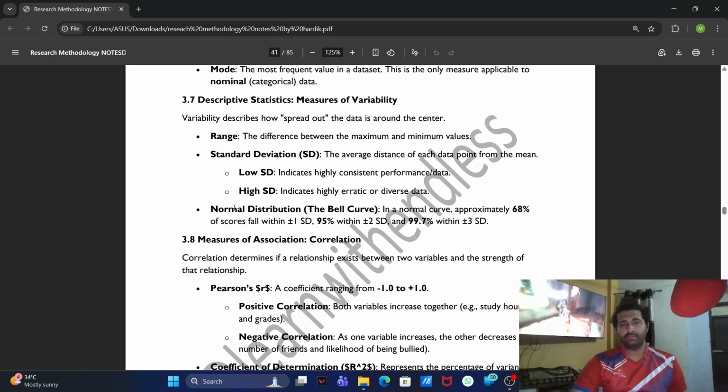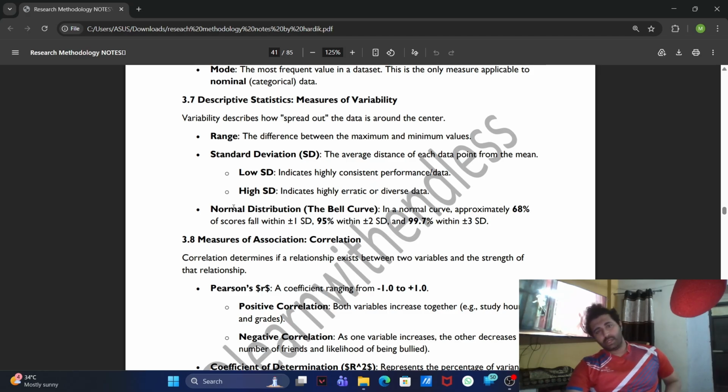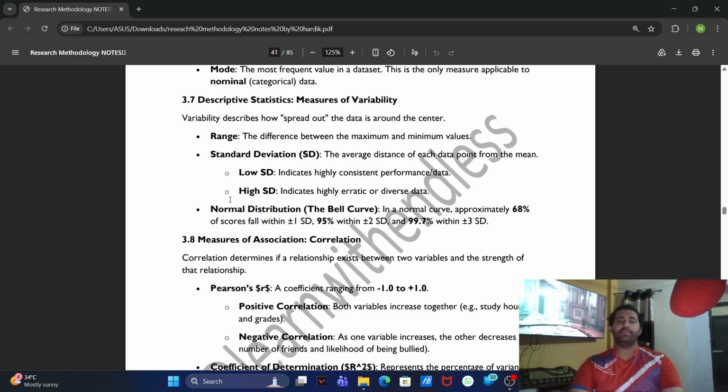Normal distribution, the bell curve. In a normal curve, approximately 68% of the scores fall within ±1 SD, 95% fall within ±2 SD, and 99.7% within ±3 SD.